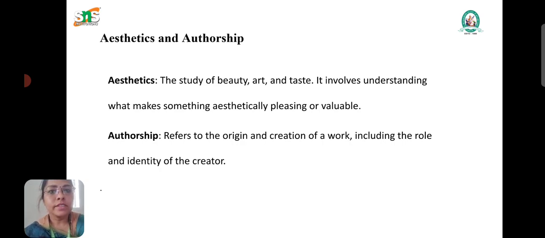Next topic is authorship. Authorship is nothing but the creator or owner of the creation. It refers to the origin and the creation of a work, which includes the role and the identity of the creator. If anyone creates a short film or a book or a story, he or she is the author of that content. That is called authorship.